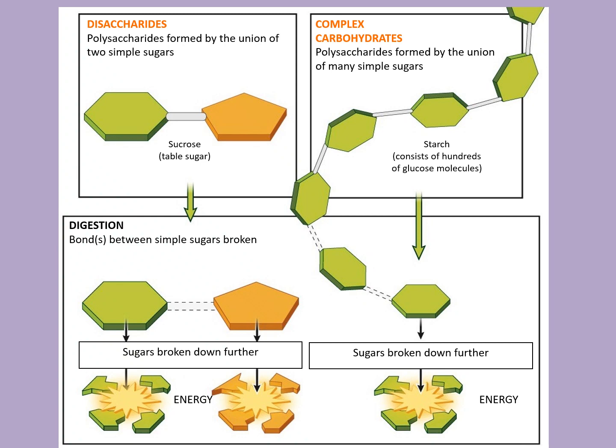They get broken down further into their two individual sugars, and then those break down and give you energy, so you could get energy from both of them. And then for the complex carbs, the polysaccharides are many simple sugars, like starch, hundreds of glucose molecules, and you break those down and you just get energy from the one.